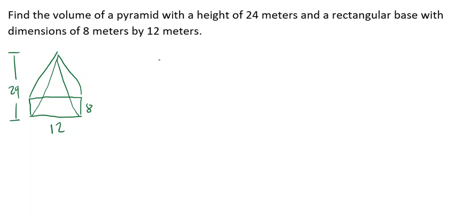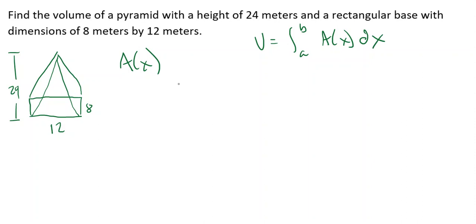Now the key to this is finding a formula for A sub x. Because as we have learned, the volume is going to be approximated by the integral from a to b of the cross-sectional area times dx. So the key is we need to find a formula for the cross-sectional area.